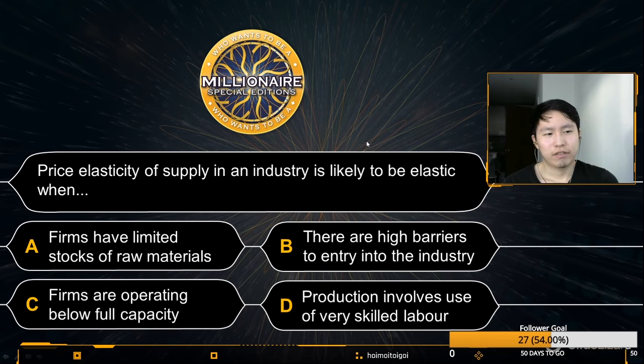Price elasticity of supply in an industry is likely to be elastic when A. Firms have limited stocks of raw materials. B. There are high barriers to entry into the industry. C. Firms are operating below full capacity. Or D. Production involves use of very, very skilled labor.